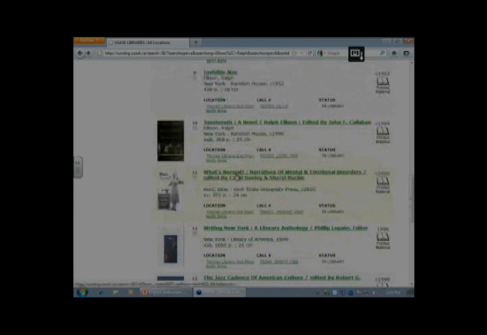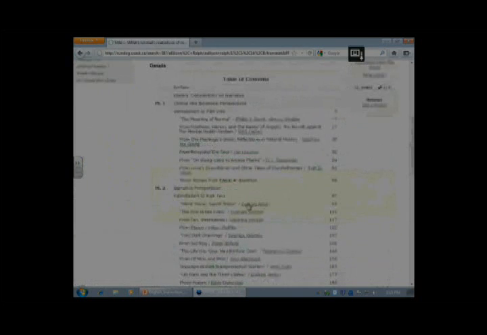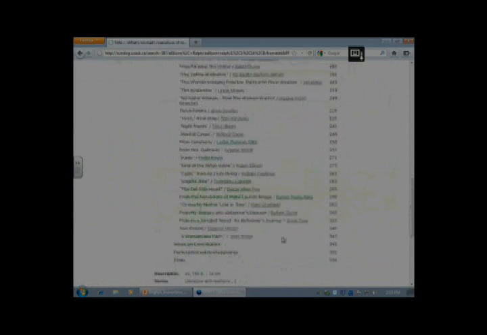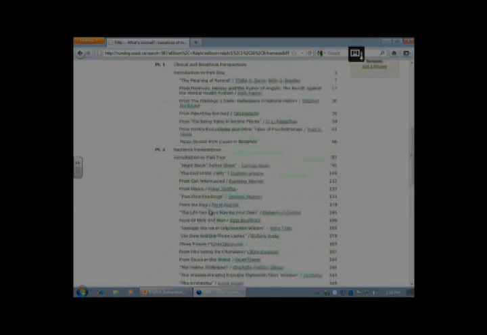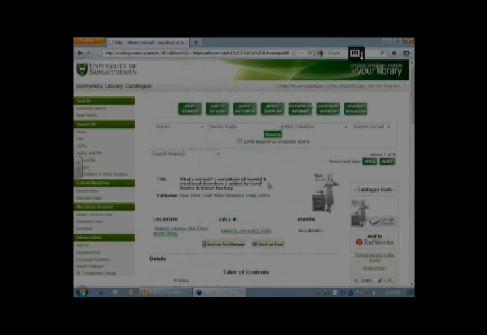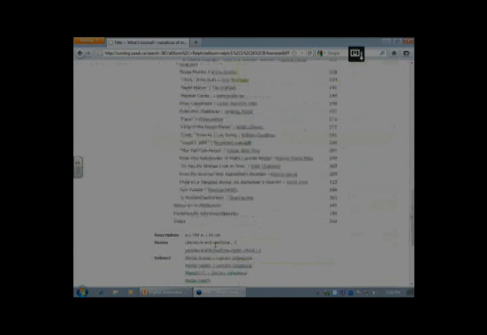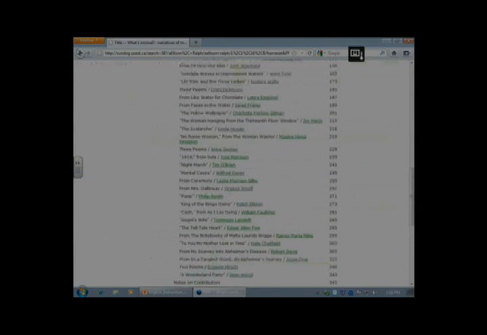This one's kind of weird. What's Normal? Narratives of Mental and Emotional Disorders. I'm not sure what it's got to do with Ralph Ellison, but let's have a very quick peek here. I don't see a reference to Ralph Ellison until I get in there. It's not highlighted for us, but there is one of his short stories. So, as weird as that title might look, and you might think, wow, that doesn't look like anything to do with an African-American novelist, they've decided to include one of his short stories here. So, leave no stone unturned.